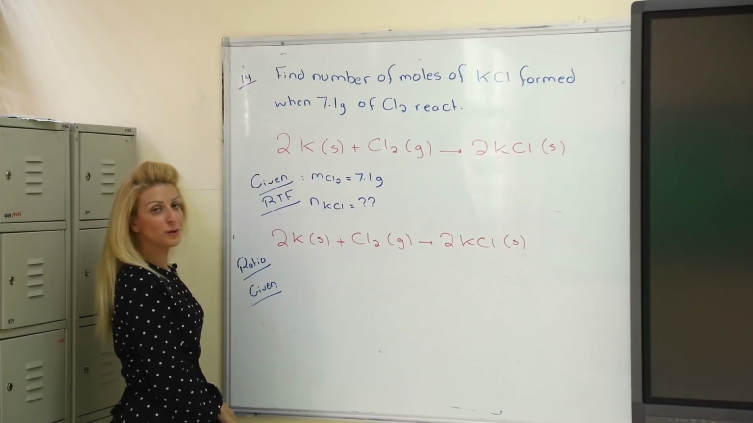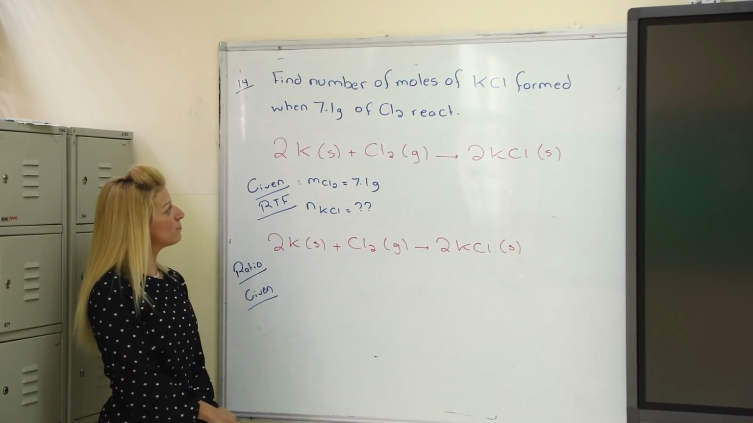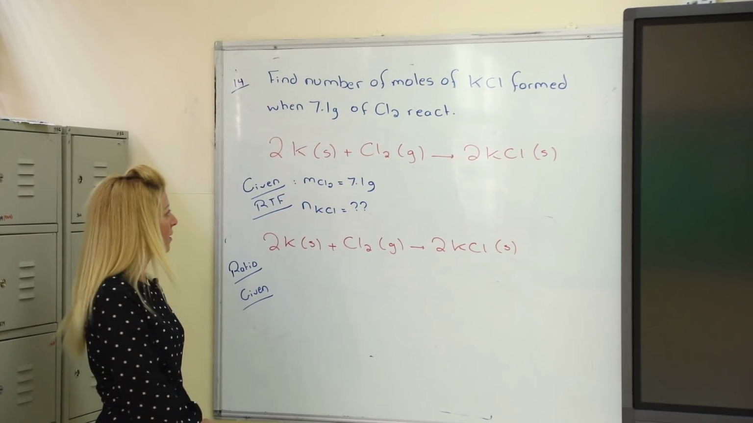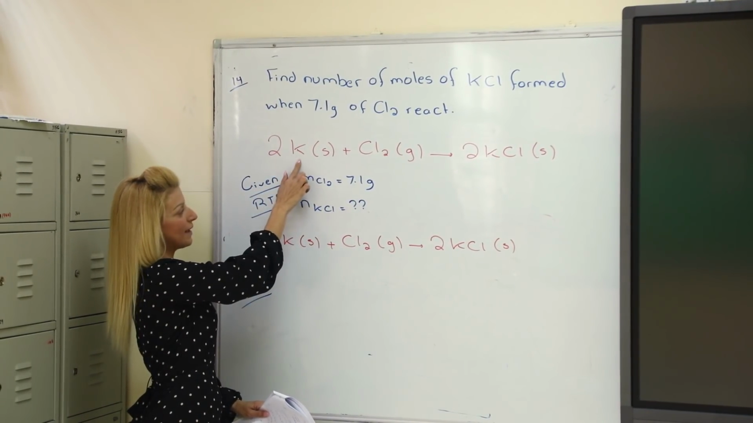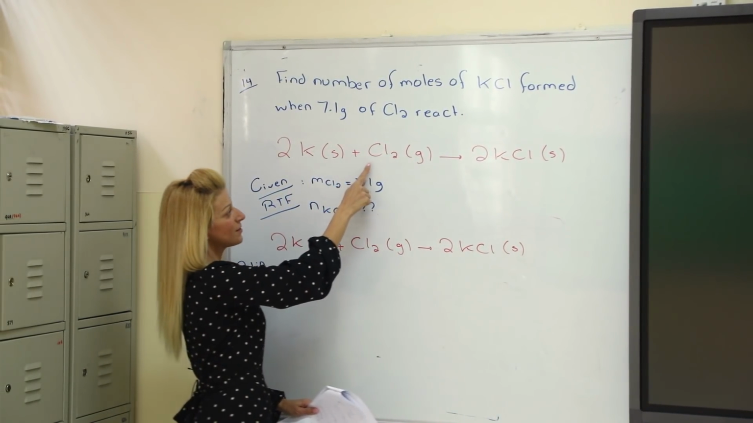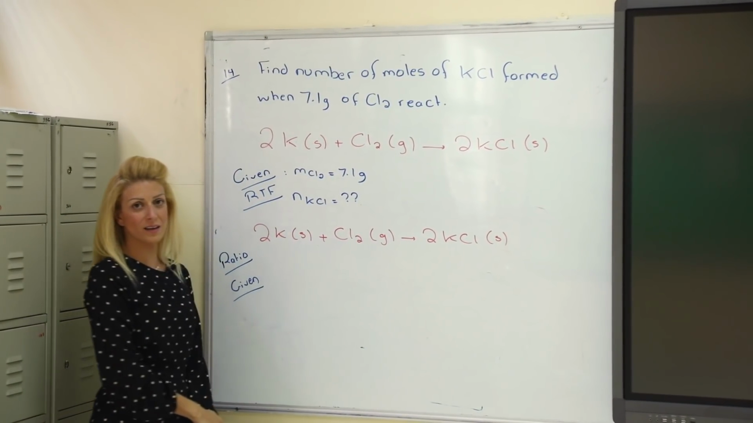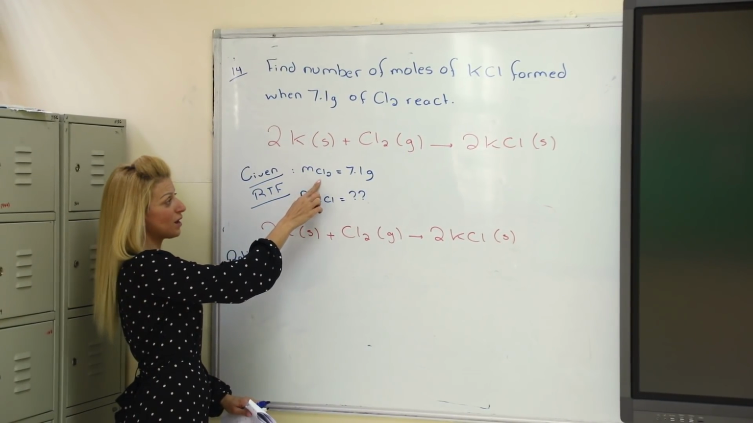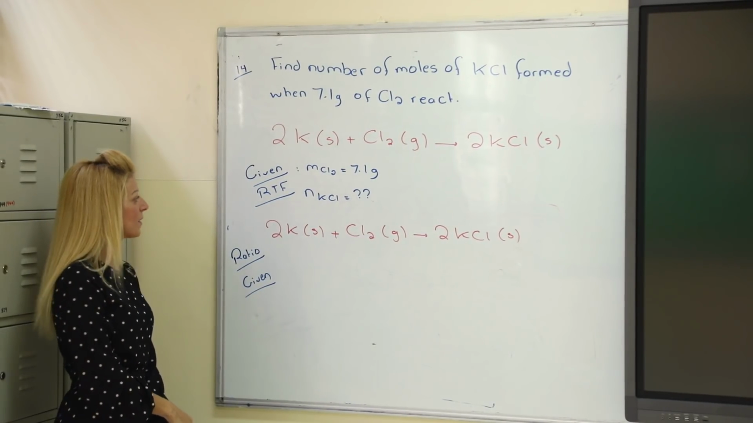Find the number of moles of KCl formed when 7.1 grams of chlorine react. The balanced equation is given below: 2K solid plus Cl2 gas gives 2 KCl solid. The given is the mass of Cl2 equals 7.1 grams.